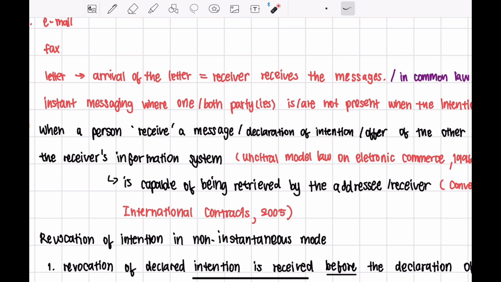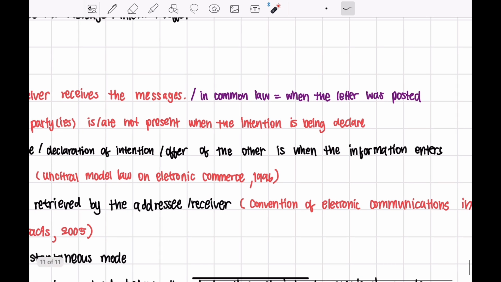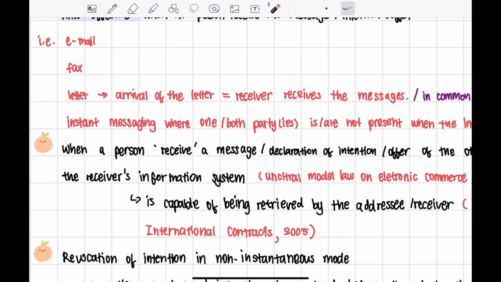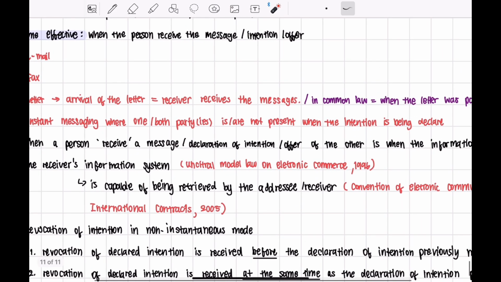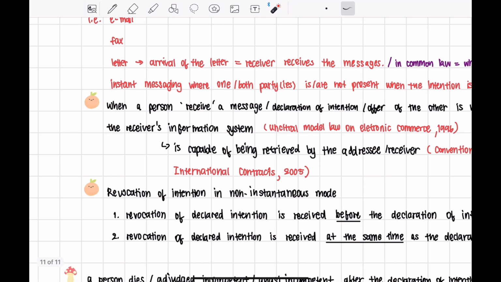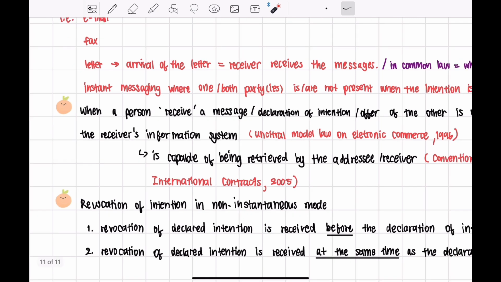But this is Thai law. In common law, the intention becomes effective when the letter was posted. So it's not the same as the arrival of the message. And instant messaging as well: when one party or both parties are not present at each other's screen, instant messaging becomes non-instantaneous mode. They might not be present, or they are not responding immediately, and it takes time for them to look at the message, so it's not instantaneous. An intention is effective when a person receives a message.